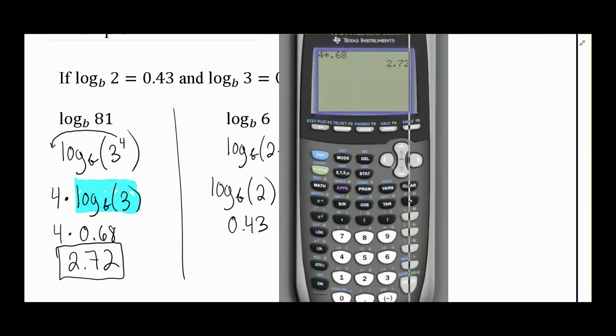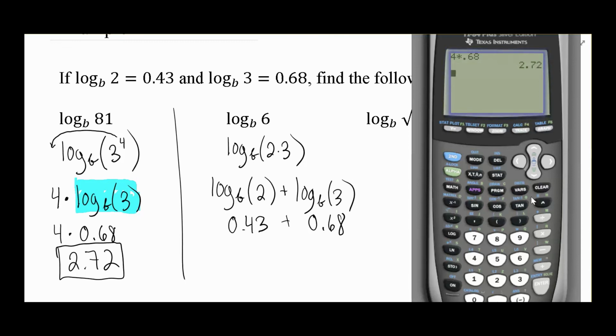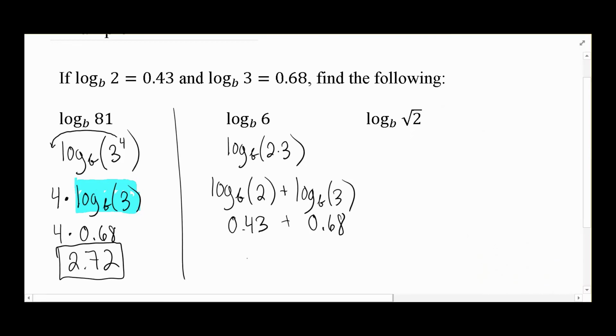And now I can bring my calculator into the mix. So now I can say 0.43 plus 0.68. When I add those together, I get 1.11. And that's my answer to that problem. So again, if you don't use a property of logs, you didn't do this problem right. You have to use a property of logs to get down to an answer here.